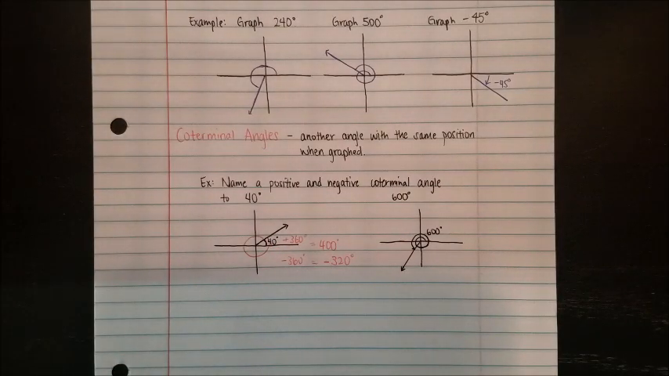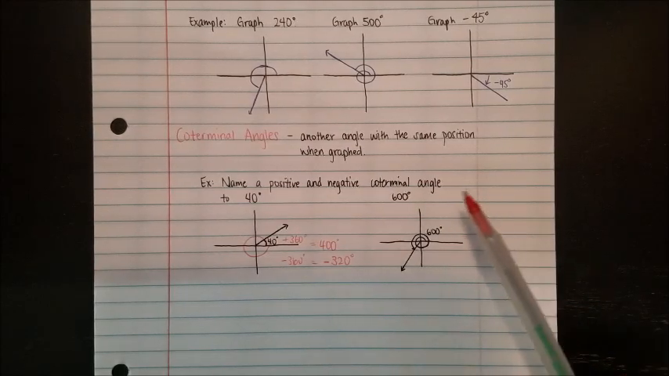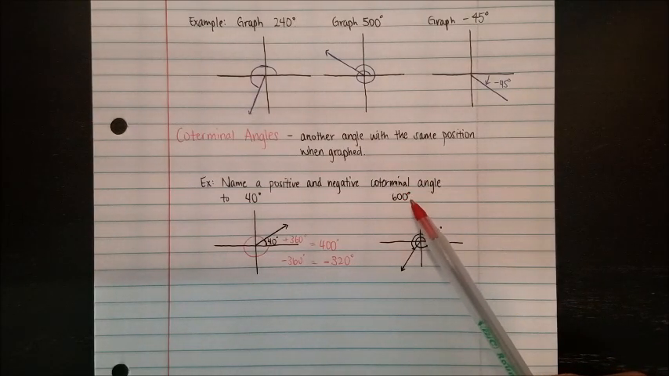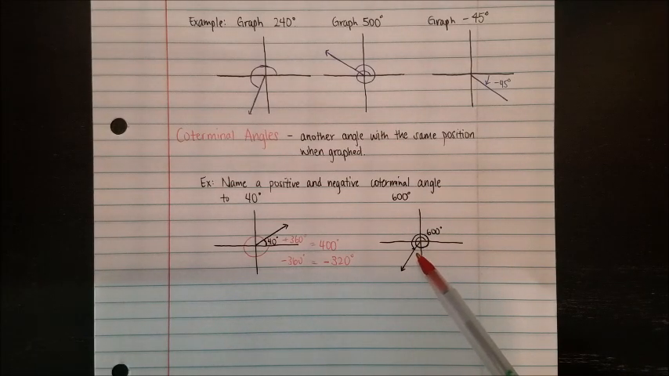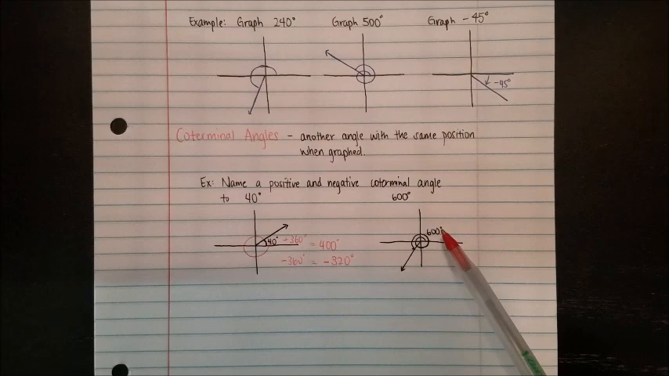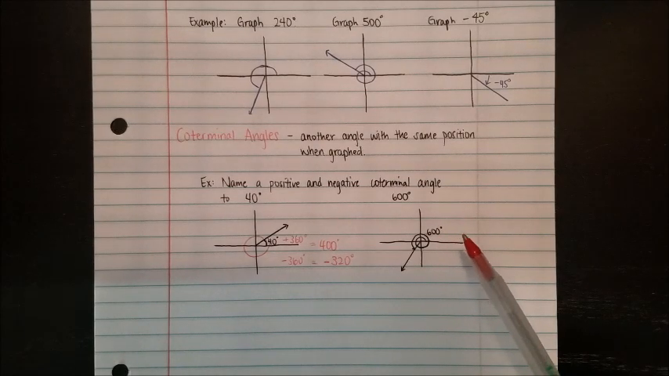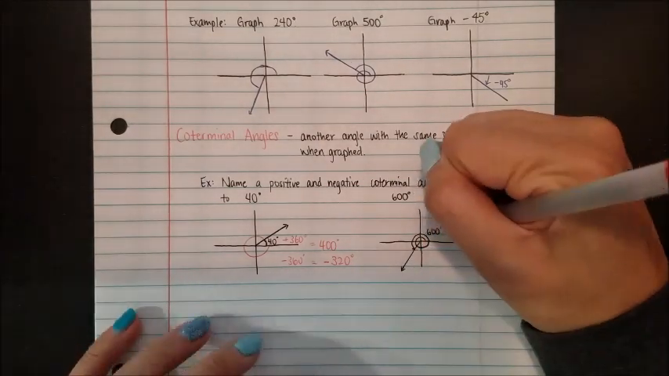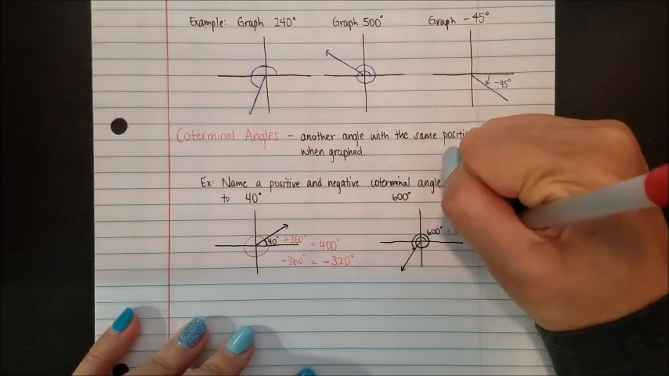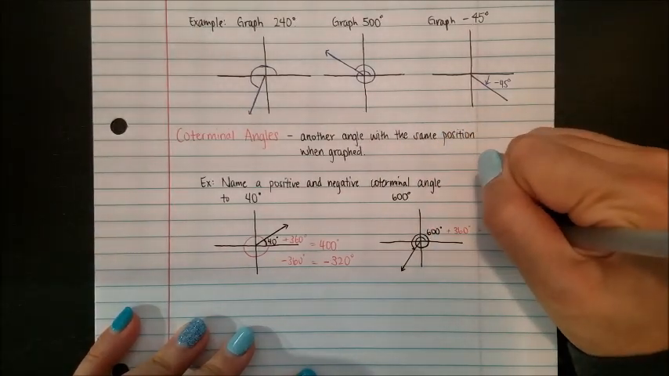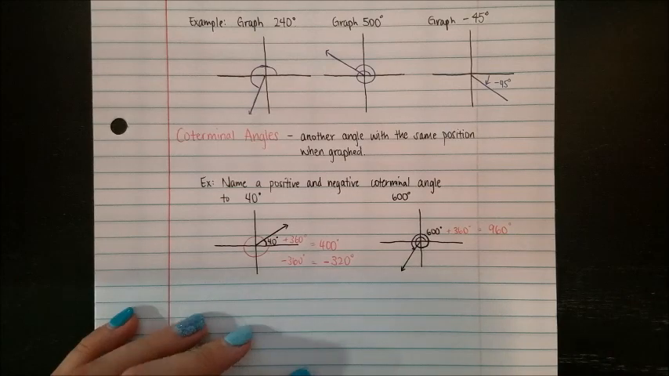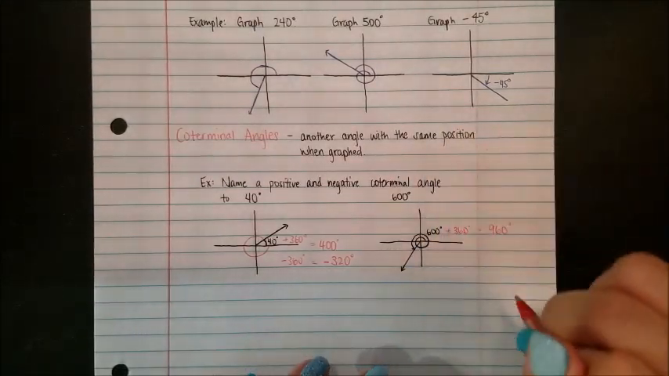Okay, so another example. Let's say I'm trying to find a positive and negative coterminal angle to 600 degrees. So I've graphed it out here, here's 600. If I add 360 to my 600 degrees, that'll give me a positive coterminal angle, which would end up being 960 degrees. Okay, cool. And then let's try to find a negative one.